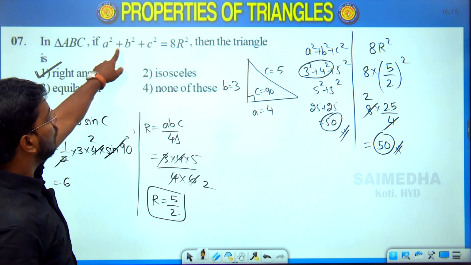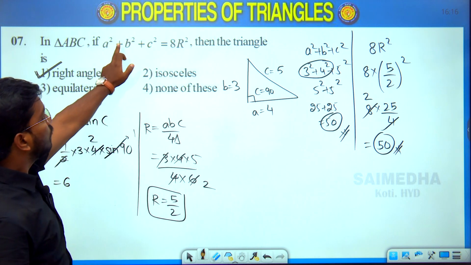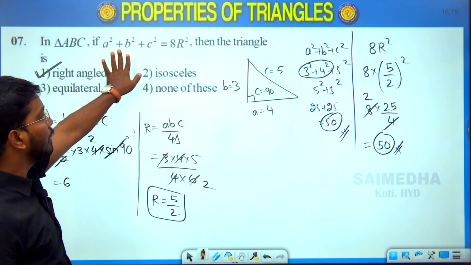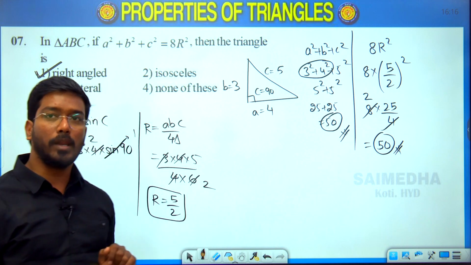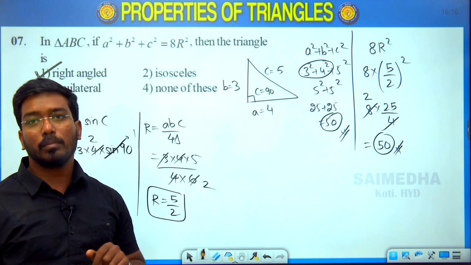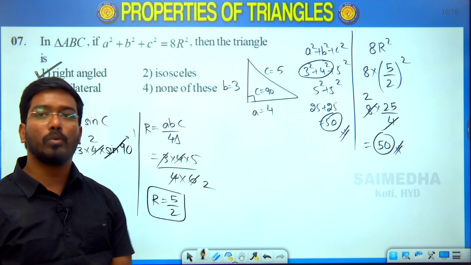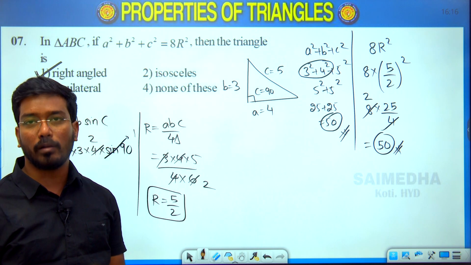Similarly, you can verify with the equilateral triangle also. Equilateral triangle, a equal to b equal to c equal to 1. 1 square plus 1 square plus 1 square, here you are going to get 3. 8R square: R value is 1 by root 3 for an equilateral triangle. 1 by root 3 whole square is going to become 1 by 3, so 8 by 3. 8 by 3 is not going to be equal to 3. So, equilateral triangle is not there.